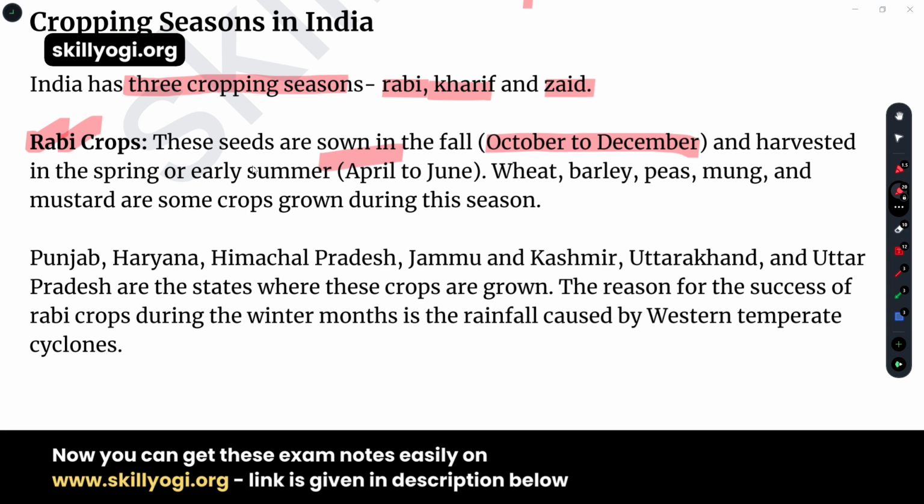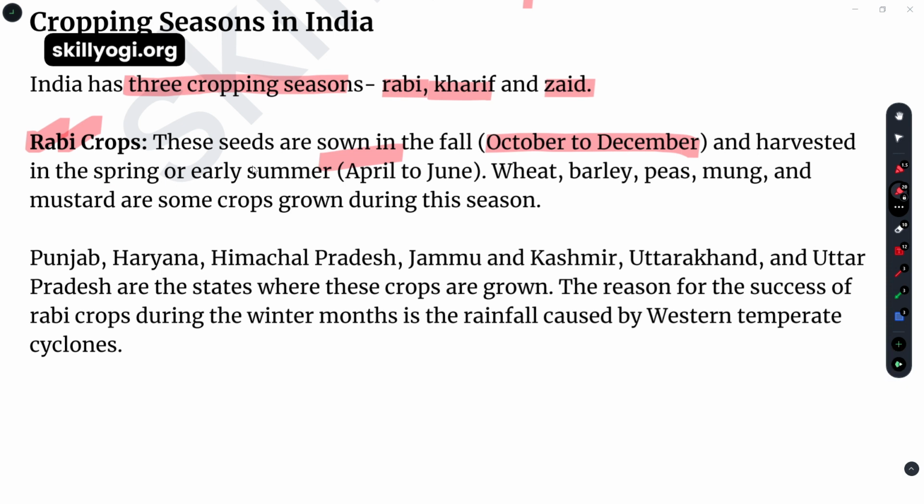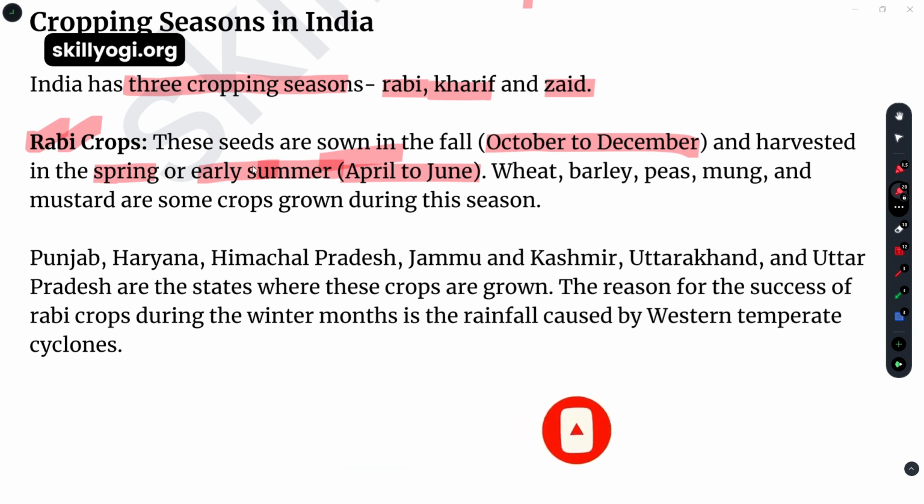the winter season crop, October to December, and its harvest time is in the spring and early summer, which is the month April to June. That means it's sown in the month of October to December. That is the time span from October to December, and in spring or early summer it's going to be harvested.